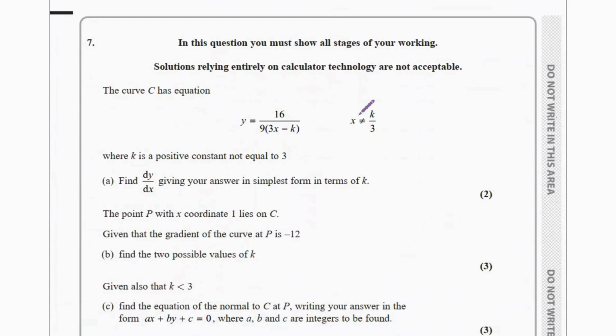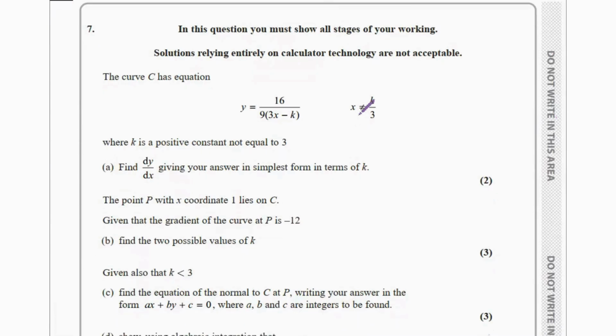Then it says, in this question, you must show all stages of your working. Solutions relying entirely on calculation technology are not acceptable. So curve C has equation y equals 16 over 9 times 3x minus k, where x does not equal k over 3. k is a positive constant not equal to 3. We have to find dy by dx, giving the answer in simplest form in terms of k. So let's find the first derivative.